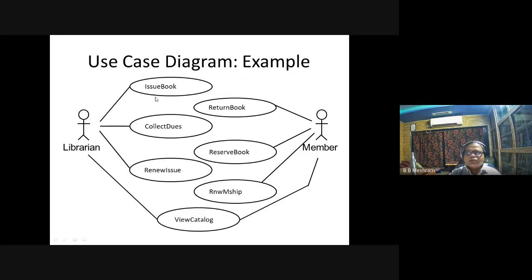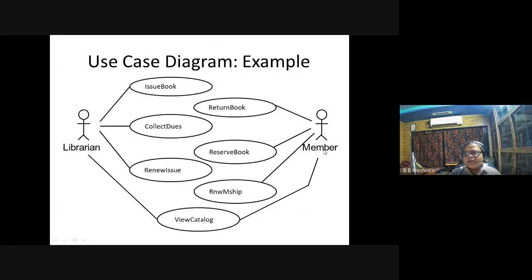Librarian can issue the book, collect dues, renew issues of the book. Librarian can view catalog. Member can return the book. Member can reserve the book. Member can renew the membership. So, under library system, these are the various use cases, and librarian and member are the actors.